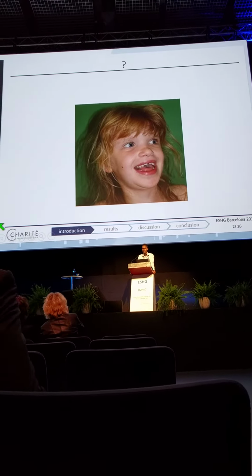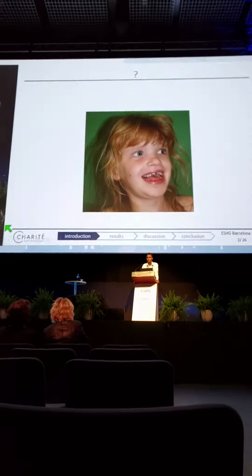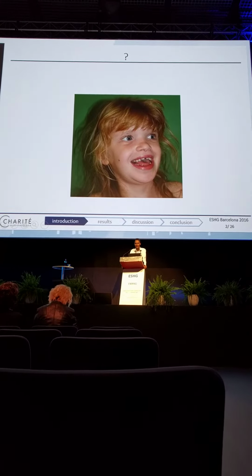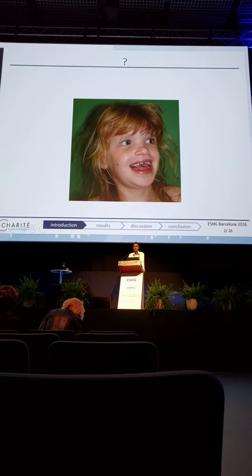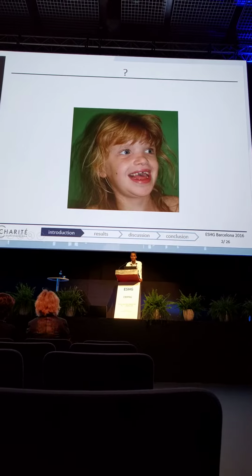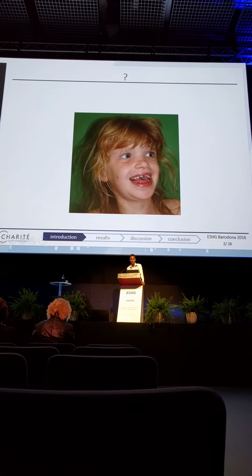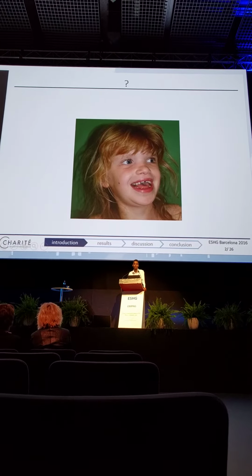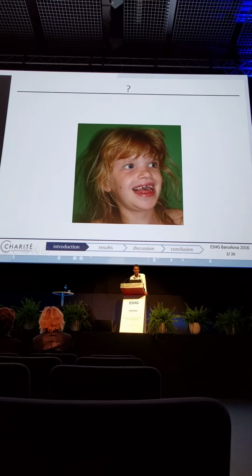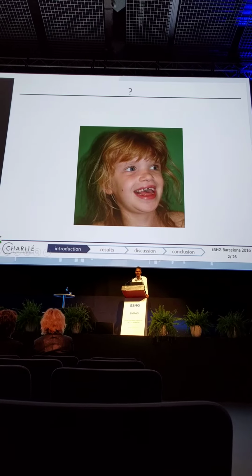Last year, our institute was contacted by the parents of this patient who suffers from intellectual disability. They have seen several other clinical geneticists, but nobody was able to establish the correct diagnosis. We were lucky because some diagnoses were already ruled out, and we finally were able to get the correct diagnosis.